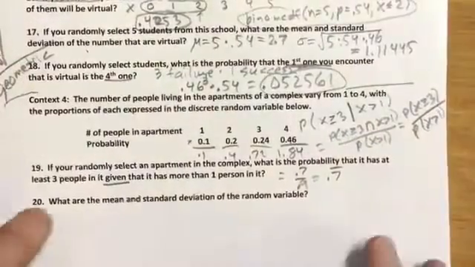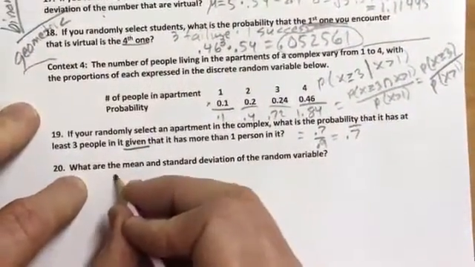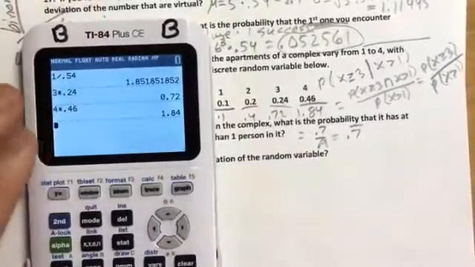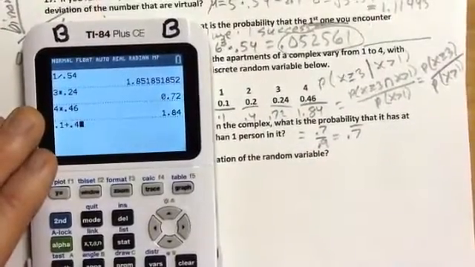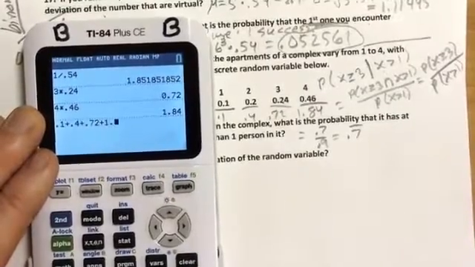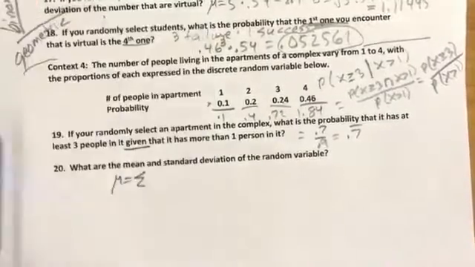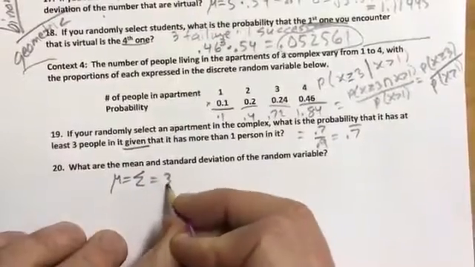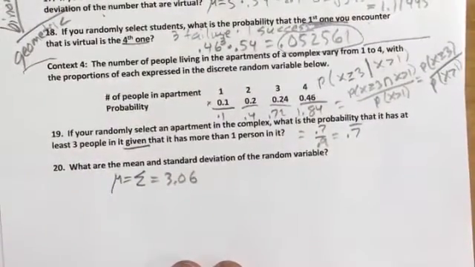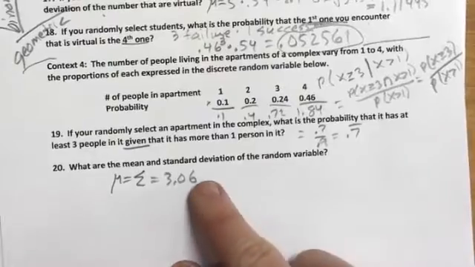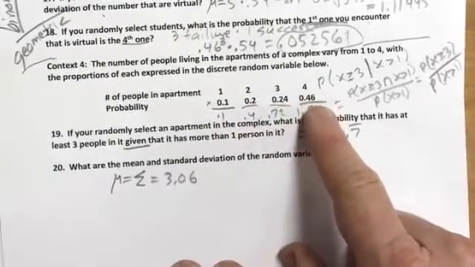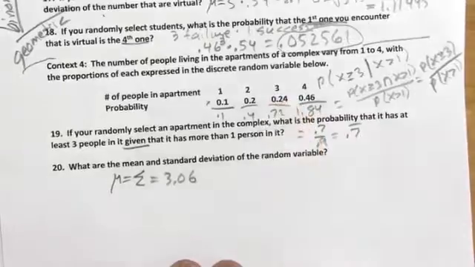And so the mean, mu, is the sum of all those. And so we'll just say 0.1 plus 0.4 plus 0.72 plus 1.84, and that's equal to 3.06. That would be the mean, okay? And that seems reasonable because when you look at the average of these numbers, 4 is occurring 46 percent of the time, so that's going to pull the mean up toward it.